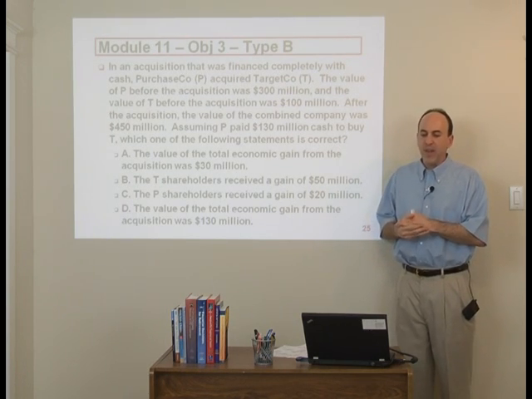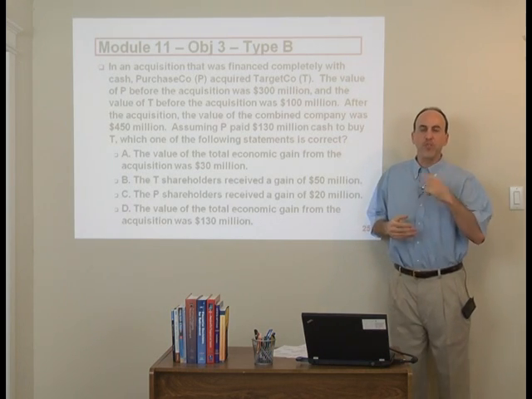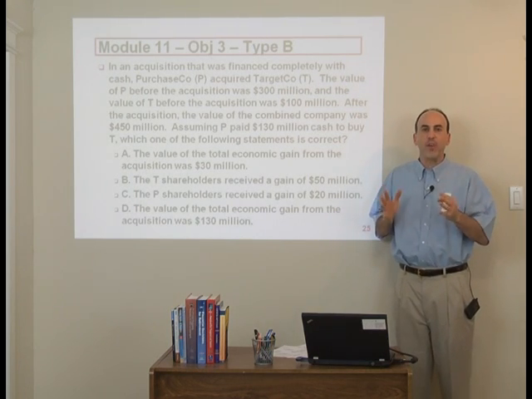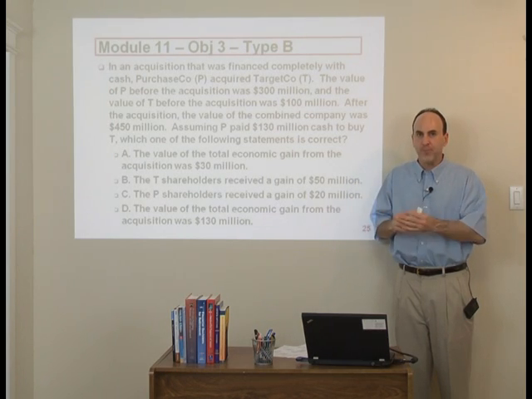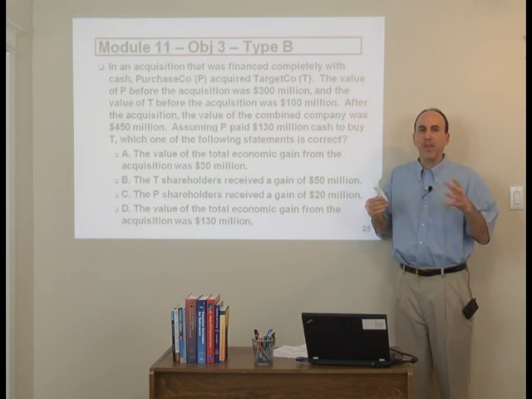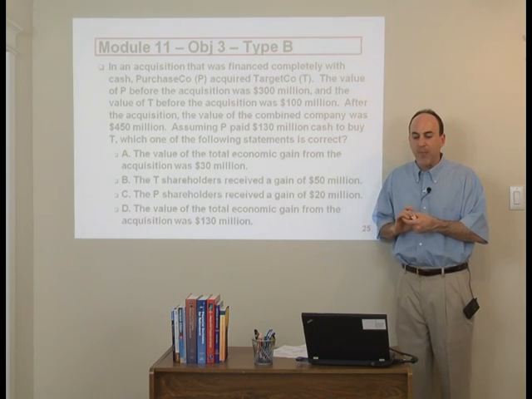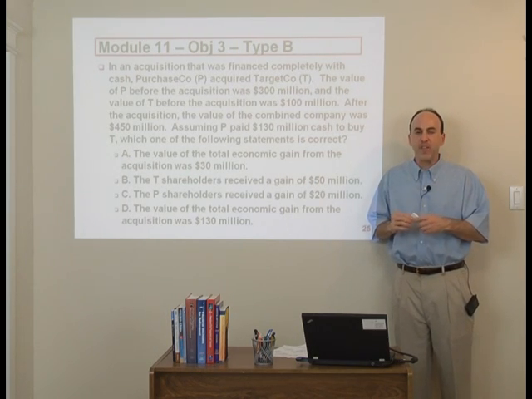The value of P before the acquisition was $300 million, and the value of T before the acquisition was $100 million. So when we add those two companies together before the acquisition as separate companies, there was a total value of $400 million, okay? Company A and B separately was worth $400 million total. After the acquisition, the value of the combined company was $450 million.